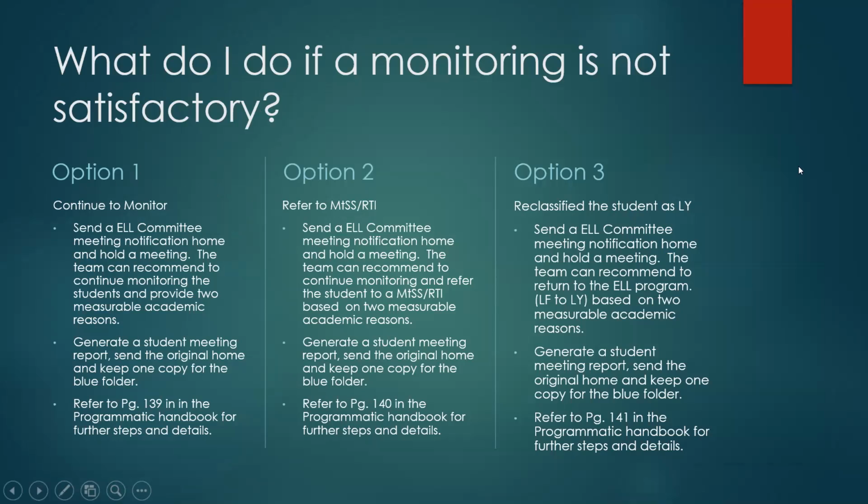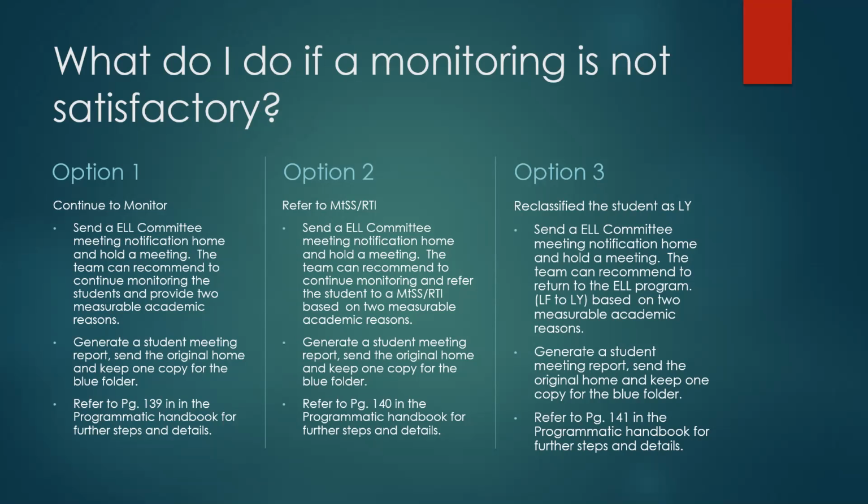So what do I do if a monitoring is not satisfactory? Well, according to programmatics, you have 3 options. The first one, you can continue to monitor, but this time you're going to hold a committee meeting in which you're going to invite the parent and your EL chair. The committee can agree that you're just going to continue to monitor. You're going to give the student a little bit more time to see if his academics improve. For more details, you're going to go to page 139 in the programmatic handbook.